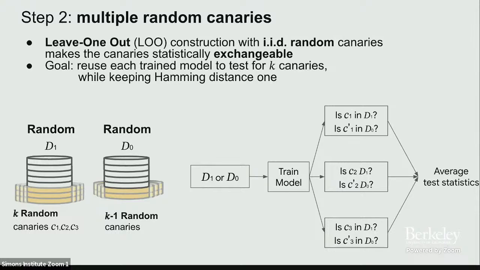Now we're being very rigorous, so we're not doing just one shot. We're going to actually train more than one model here, but you'll see that it gives us gain. So either you have the k random canaries drawn from a distribution, or the k minus 1, so that you have proper neighboring between D0 and D1. And you'll train the model on either D0 or D1. And then you'll ask yourself if C1 was there or something else, C1 prime. Okay.